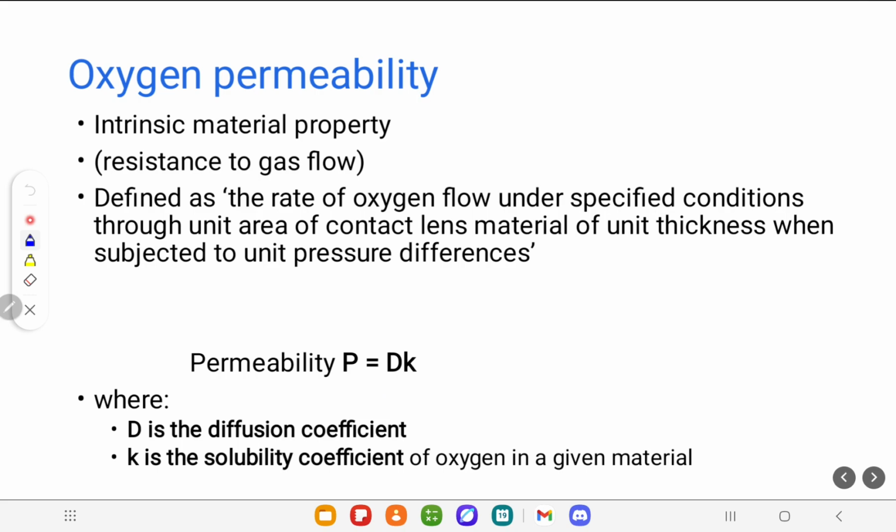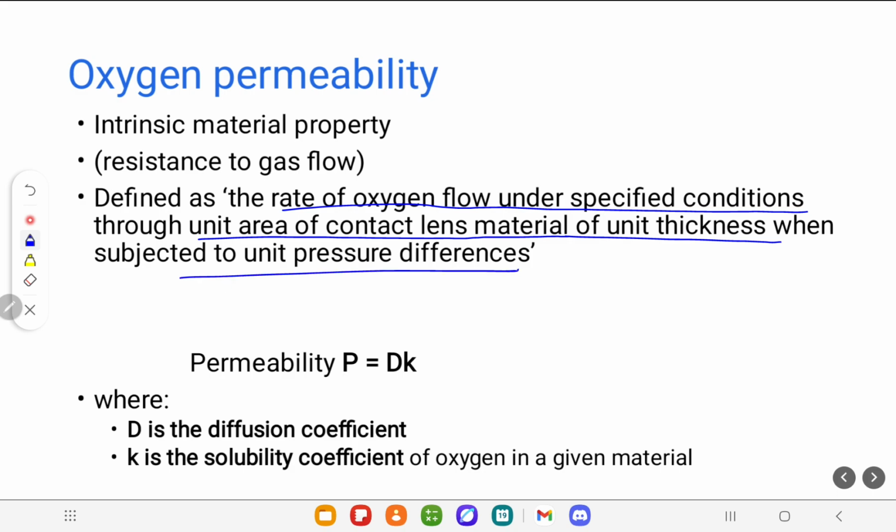The important thing is that oxygen permeability is an intrinsic material property. Just to be clear, it's the property of the material itself. One way you can say it is that it allows oxygen to pass through that material, or at the same time you can say it resists the gas flow. It is defined as the rate of oxygen flow under a specific condition, meaning temperature and pressure, through unit area of the contact lens material of unit thickness when subjected to unit pressure difference.